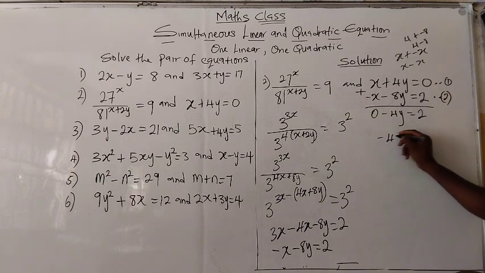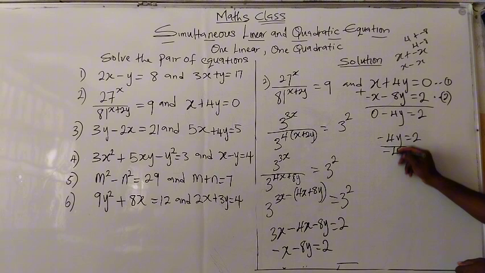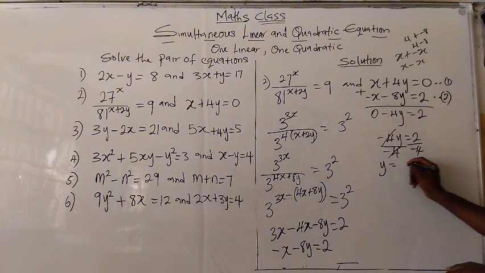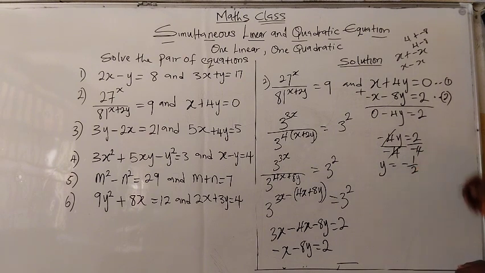So what next do we do? We have minus 4y to be equal to 2. We are going to divide both sides by negative 4 to get y. So my y is going to be a negative 1 over 2.